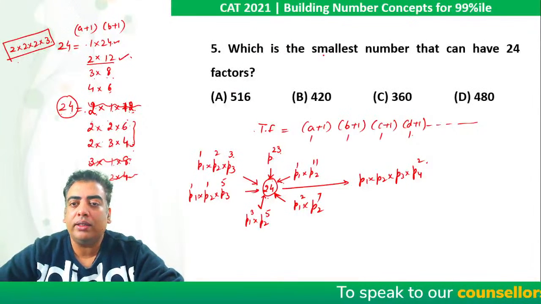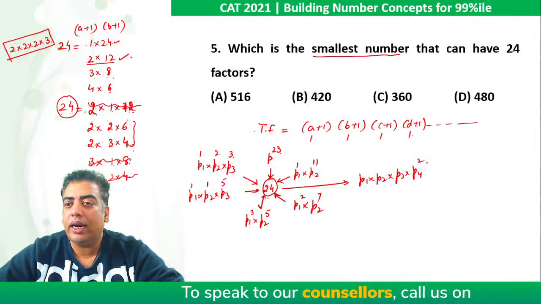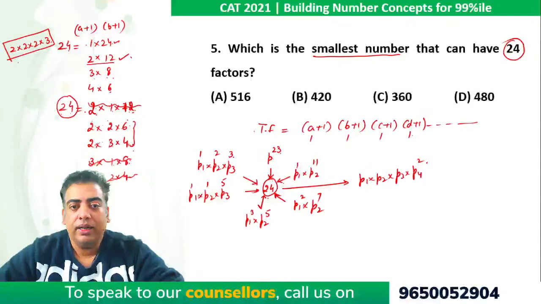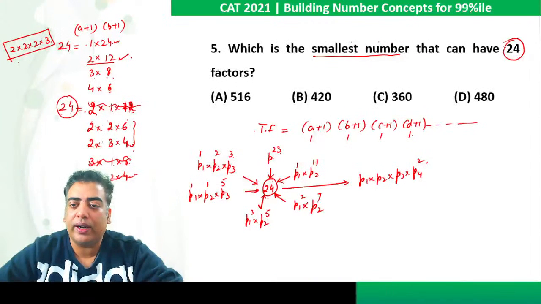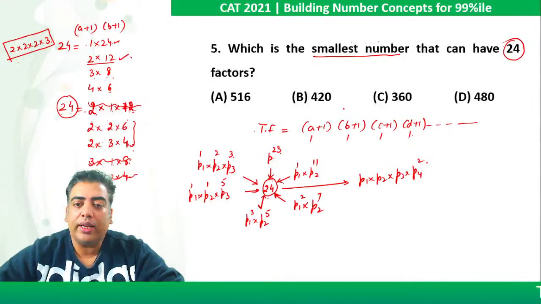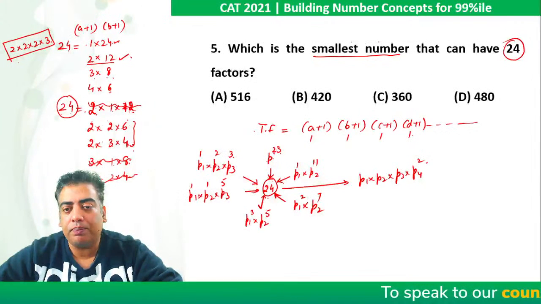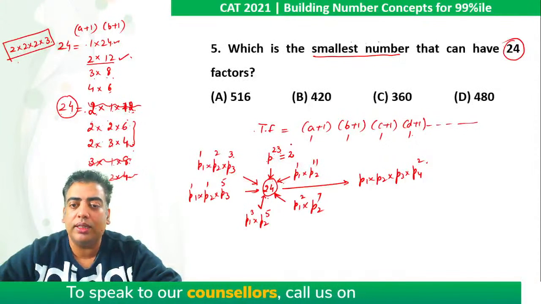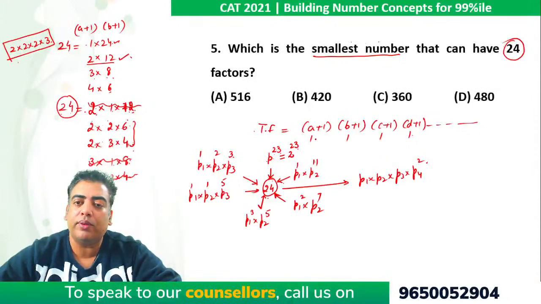As we require the smallest number that can have 24 factors, guys, can I say that in this case we must use the smallest prime numbers to get 24 factors? Like if there is only one prime number, p raised to power 23, the number to be used is 2, so it should be 2 raised to power 23. If I use 3 raised to power 23, the number will be even larger.